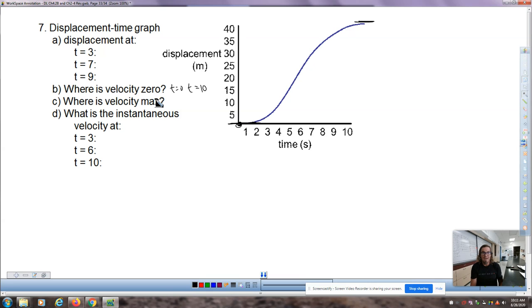Where is the velocity a maximum? Look for the place, and I should be giving you time to work this yourself. Look for the place where the slope is steepest. To me, it looks like it's steepest right about there. So I'm going to say its velocity is a maximum, probably somewhere between like 5 and 7. Okay? Looks like it kind of goes constant for a while there.